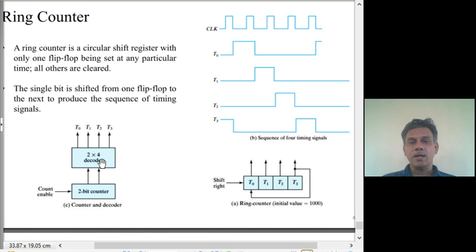A 2 to 4 decoder basically takes 2 bits here and performs different combinations of AND operation and generates this output. So there will be 4 AND gates here to generate the outputs. So the complexity gets reduced when it comes to the number of flip-flops, but increases because we need a decoder. If, instead of 4 timing signals, you go to 16 timing signals, you need 16 flip-flops here. Whereas here only a 4-bit counter is enough, 4 flip-flops may be okay.